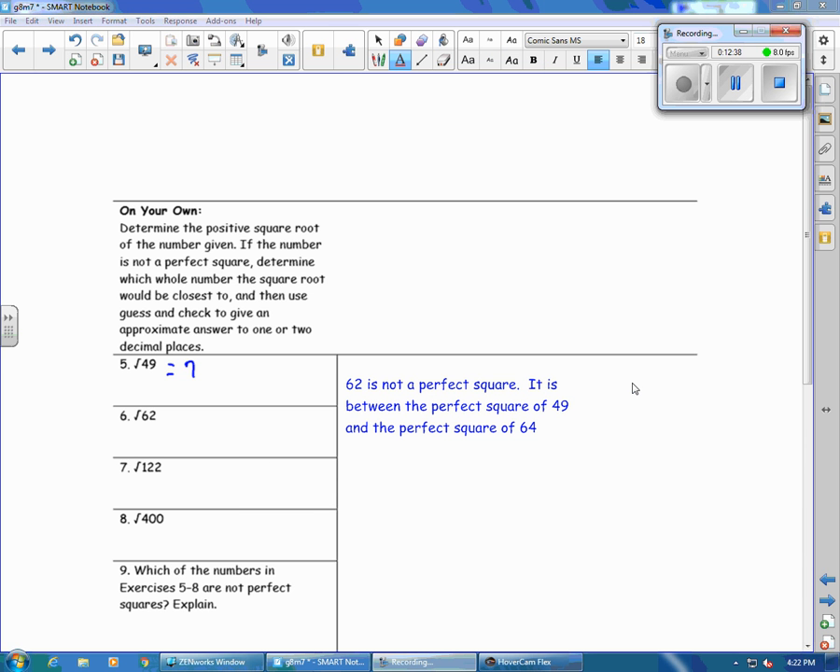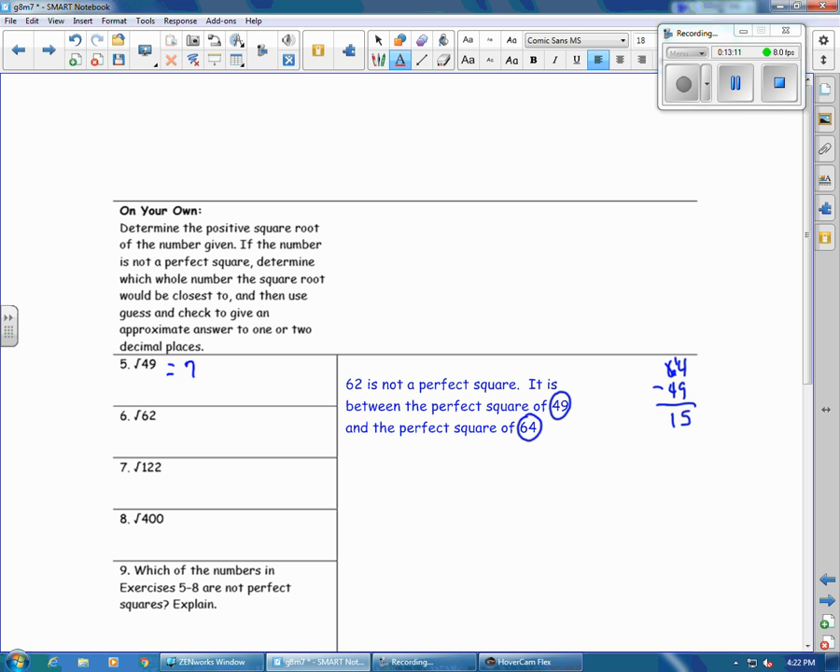Okay, 62 is not a perfect square. It's between the perfect square of 49 and the perfect square of 64. So if I'm looking at this, the difference between the two perfect squares, 64 minus 49, doing some subtraction here. I've got to borrow, so that's going to be a 5. This is going to be a 1. So the difference is 15.